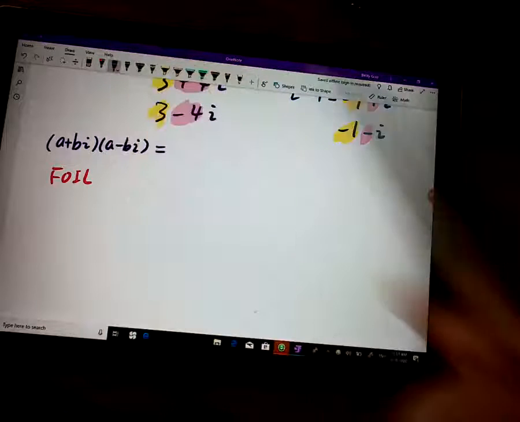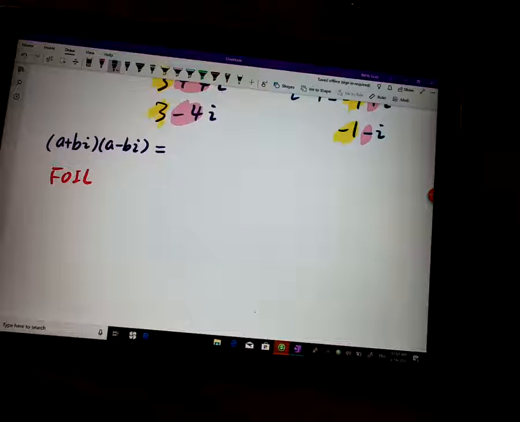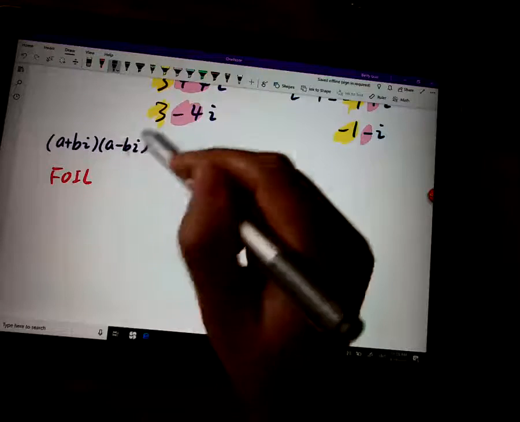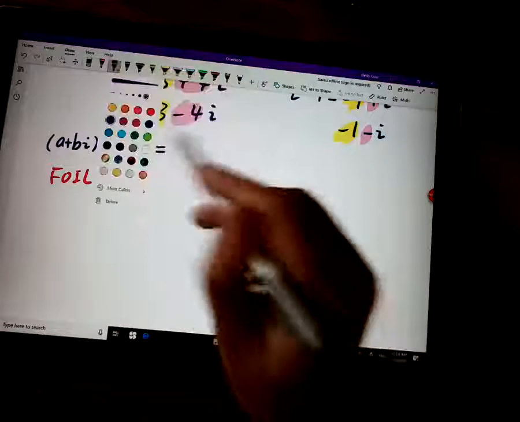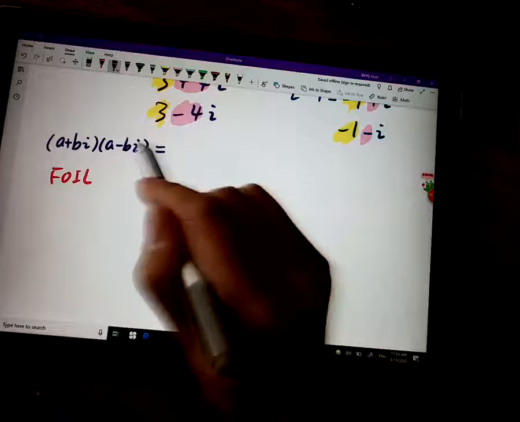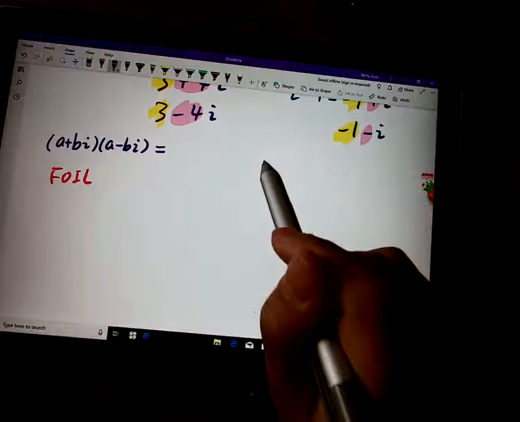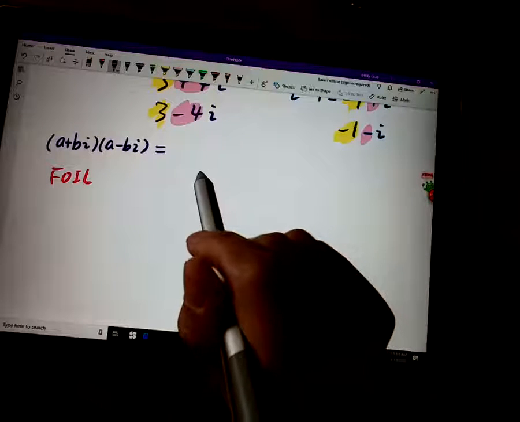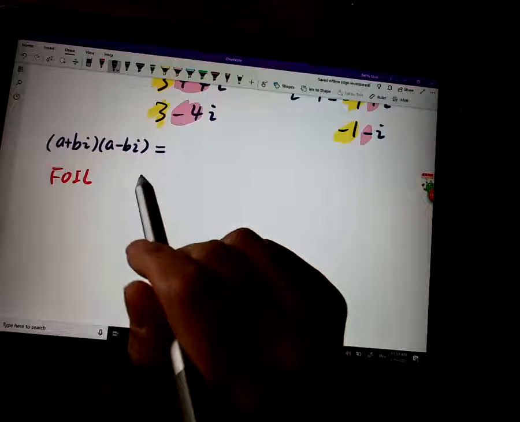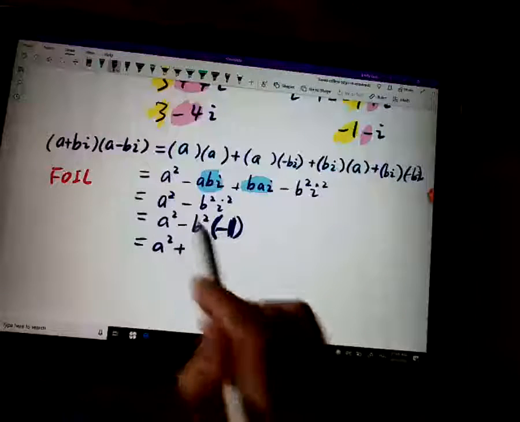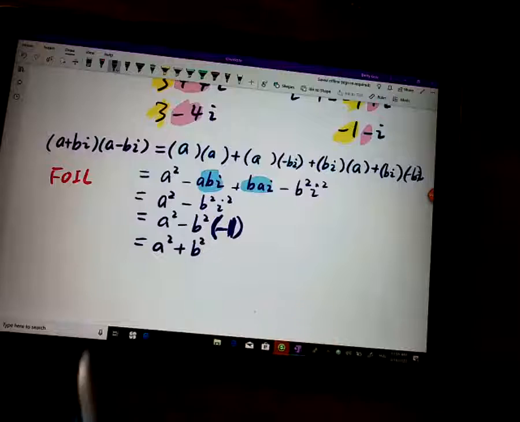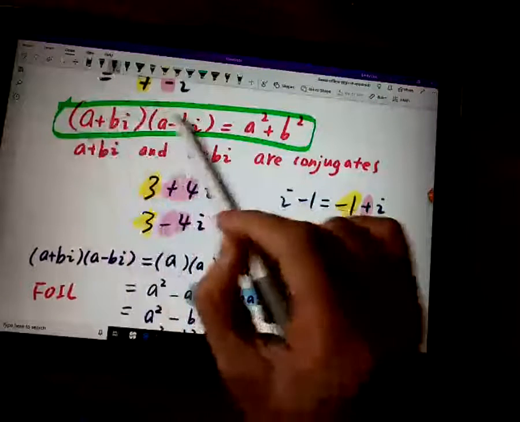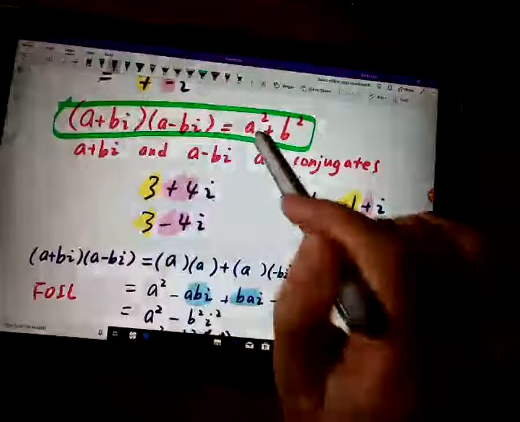As you know, FOIL stands for first, outside, inside, last. Apply the routine, the way you do FOIL. a times negative, positive. b squared times 1, b squared. See that? a plus bi times a minus bi equals a squared plus b squared.